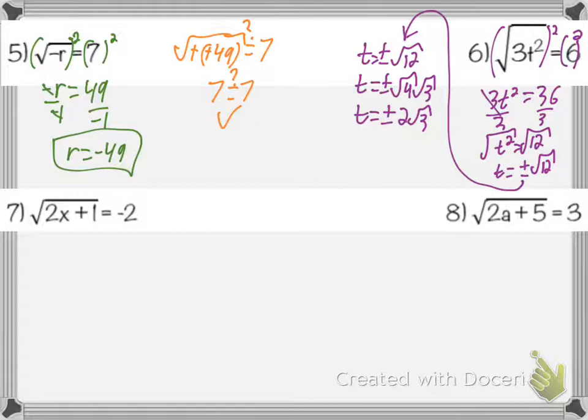Now, I end up with two different answers here. So you might be asking yourselves the question, do we have to check both? Well, let's just first look at what happens if we check them. Okay? Let's analyze this a bit.